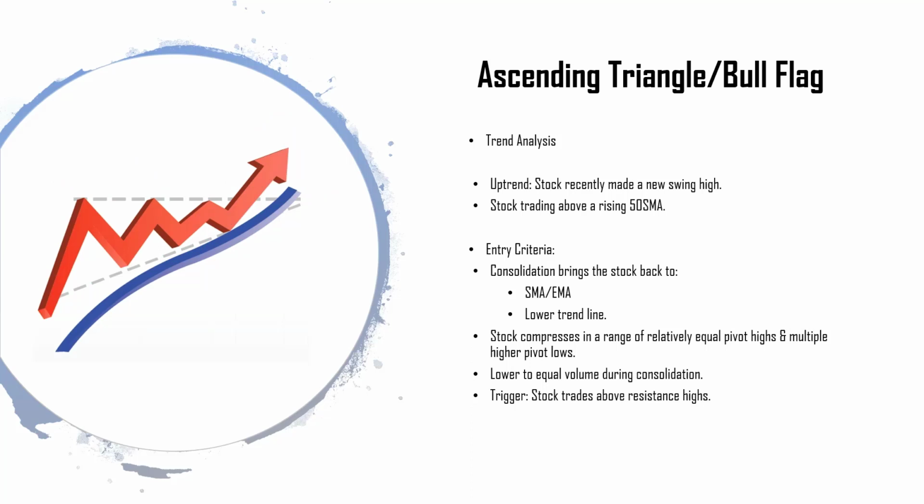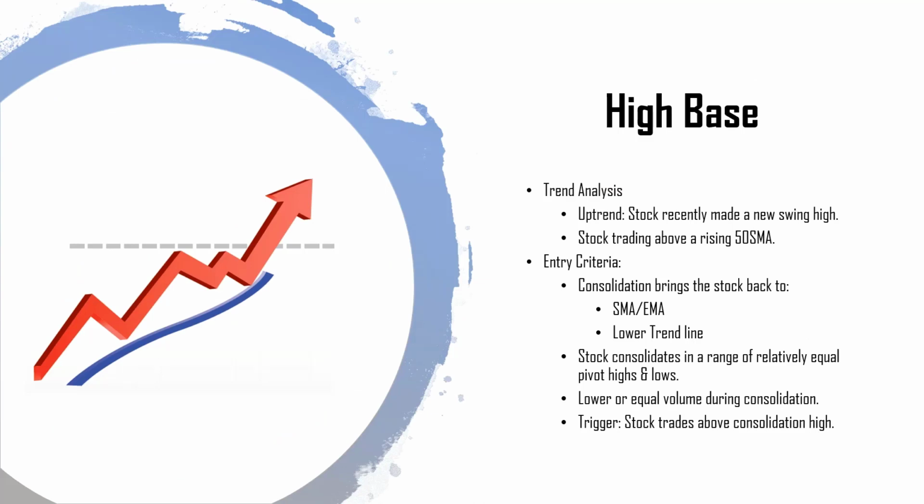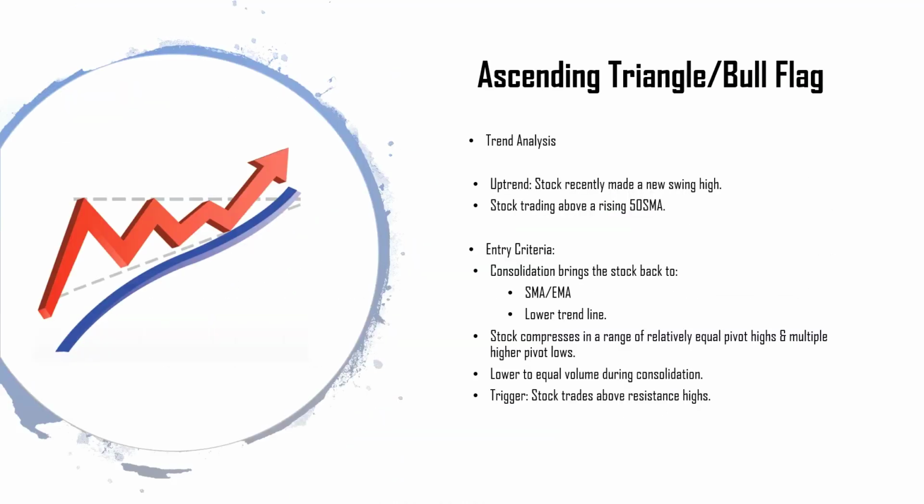So the only difference between the ascending triangle and the high base is that a high base has relatively high highs and lows. So like there, it's all the same. But right here, it's higher lows, but same highs.